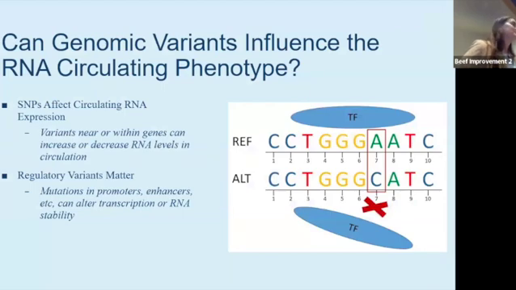RNA, because RNA and its expression and its phenotype, so to say, is influenced by genetics. Variants near the promoter regions of genes, so regions of the genome that control the expression of genes, can either increase or decrease the expression of RNA. So for example, just a simple SNP can cause a transcription factor, which is kind of the machinery needed for expression, to not be able to bind anymore, and therefore that RNA is not expressed as much, or vice versa. Any type of mutations in those promoter regions, enhancers, or even within the gene can affect that RNA expression.